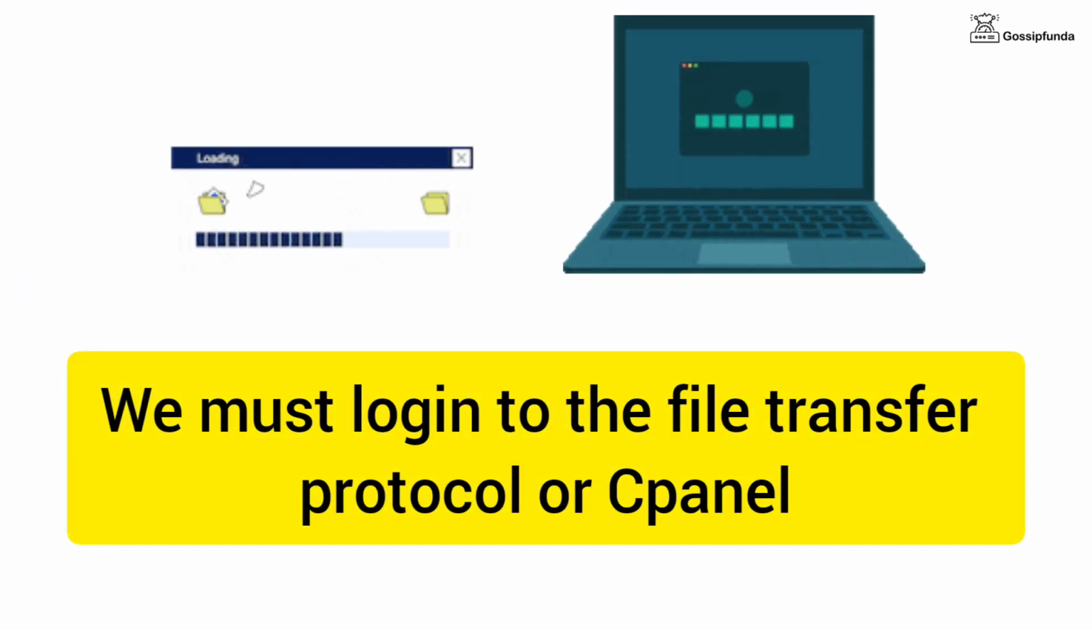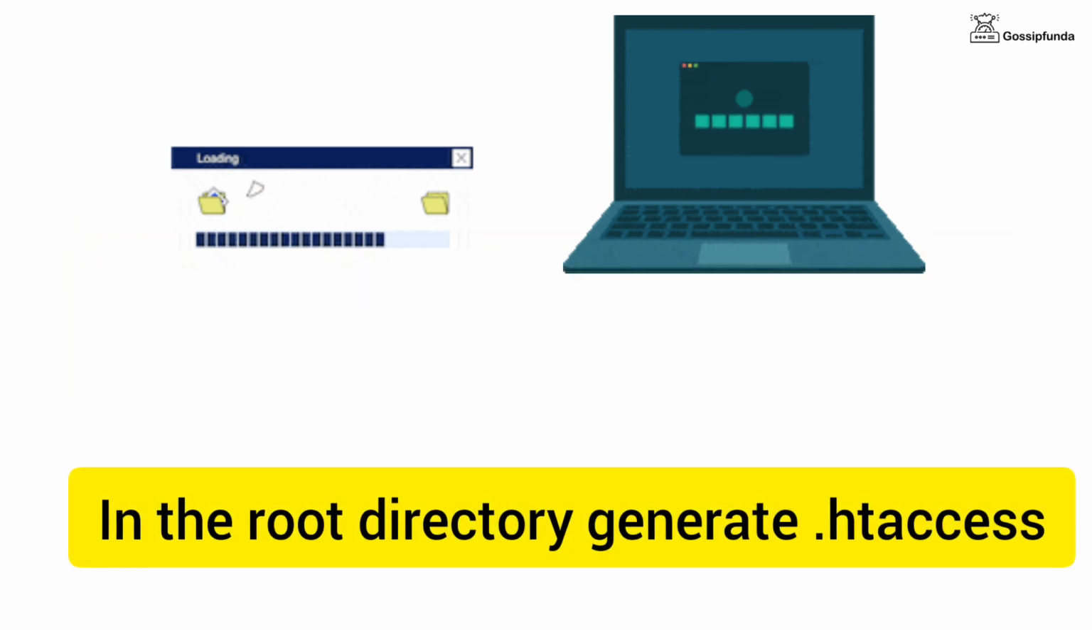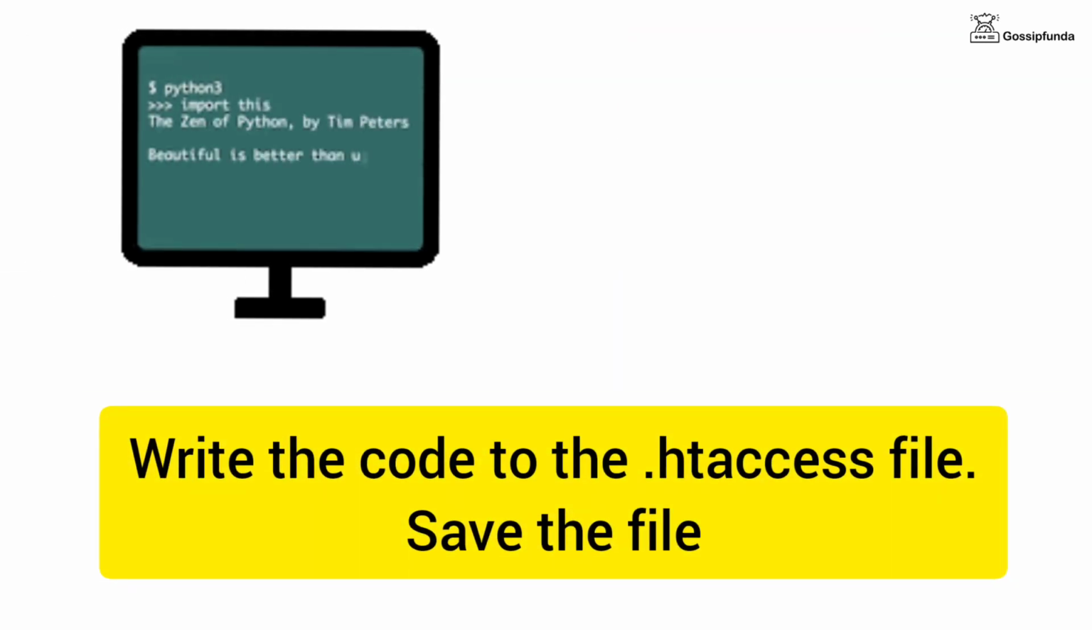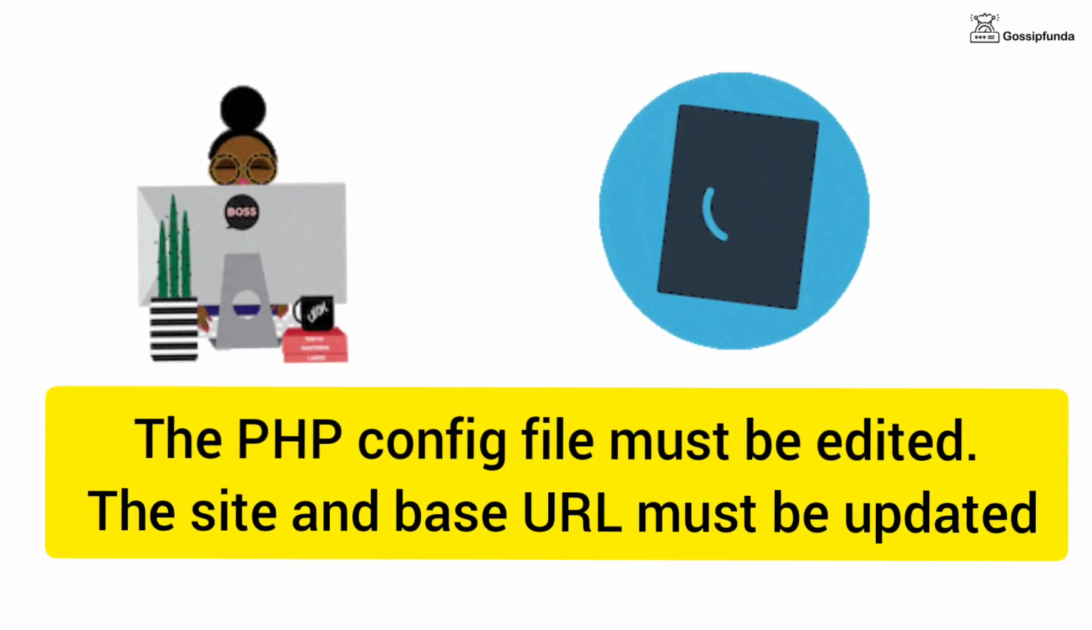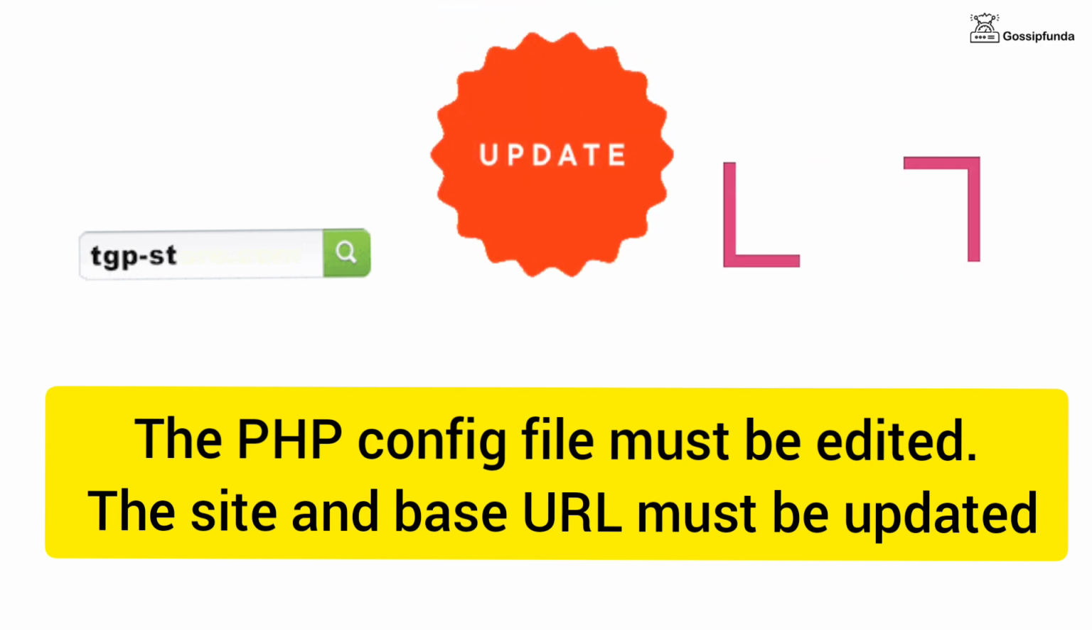We must log into the File Transfer Protocol or cPanel. Go to File Manager. In the root directory, generate .htaccess. Write the codes to the .htaccess file. Save the file. The PHP config file must be edited. The site and base URL must be updated.